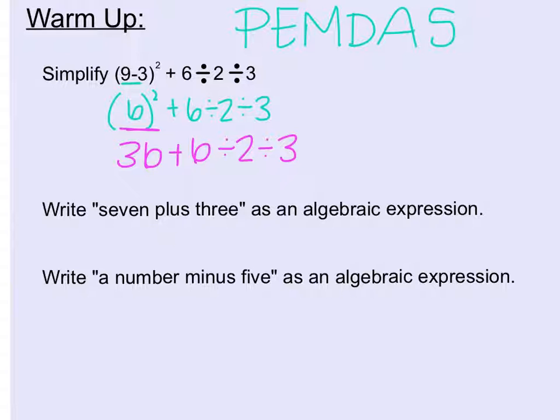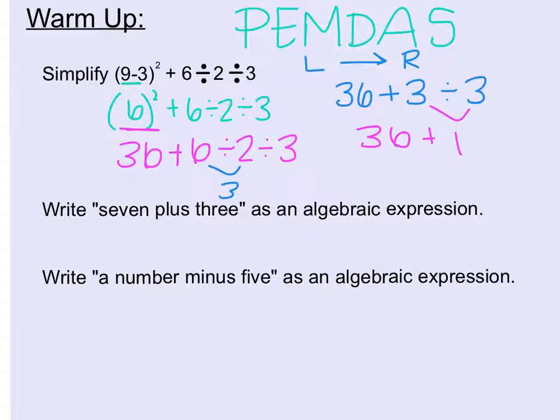Division though, remember we go left to right always. So we are going to do 6 divided by 2 first. We know that's 3. So if I recopy, I have 36 plus 3 divided by 3. We have division again. 3 divided by 3 is 1. So I have 36 plus 1. That's our final operation, which gives us a grand total of 37.